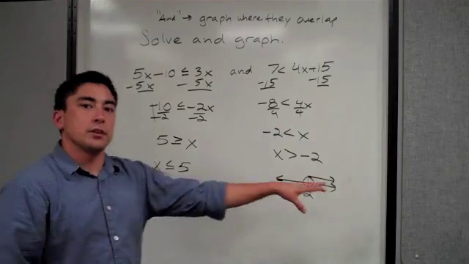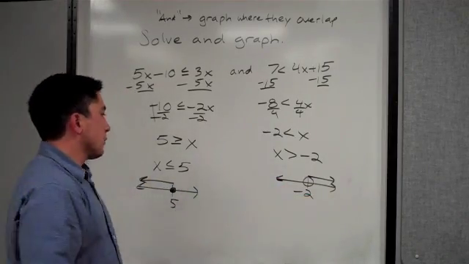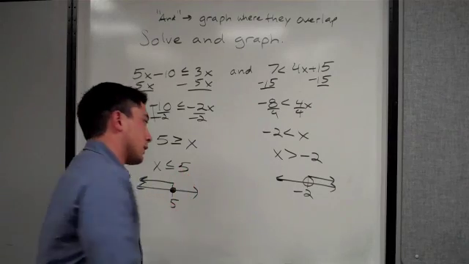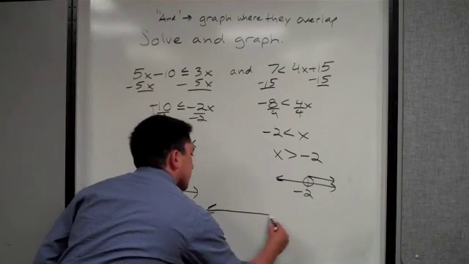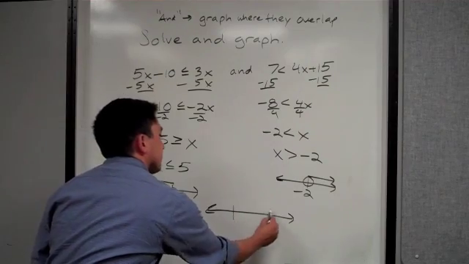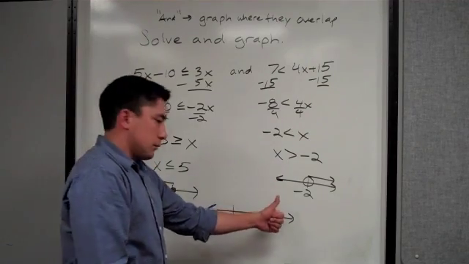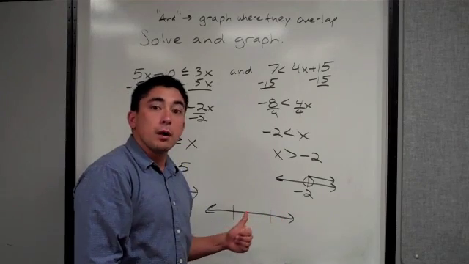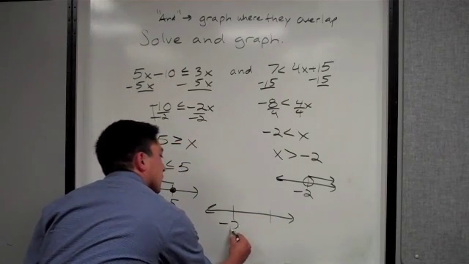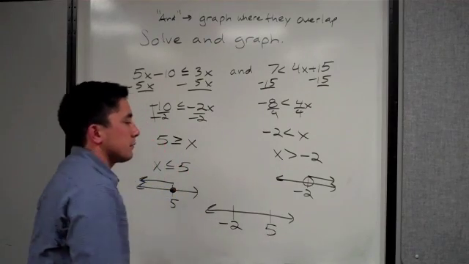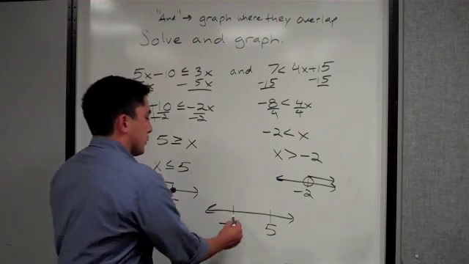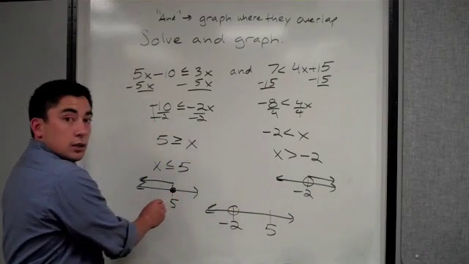So these are what the individual graphs of these look like, but we want to graph this on one number line. So I'm going to make one number line where my low limit goes on the left, because remember, the further left you go is the smaller the number. So I'm going to put my smaller number on the left, bigger number on the right. We know it's open at negative 2, closed at 5.